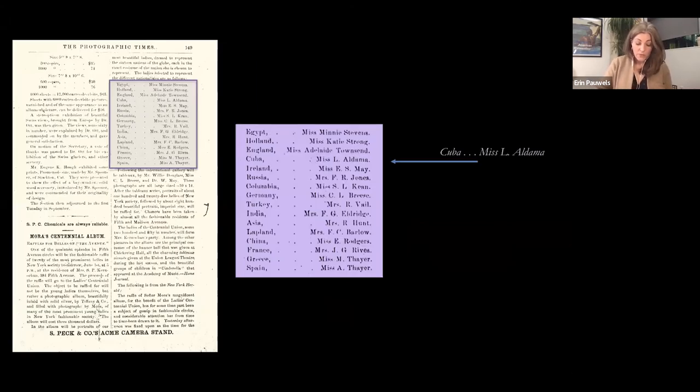Given these peculiar politics of representation and omission, it is significant that Cuba was prominently included among the 16 nations in Mora's album. In fact, the list the photographer provided to newspapers ranked Cuba 4th among the nations of the world, well before Spain, which he ranked last. More significant still is that the young woman who portrayed Cuba in Mora's photograph was Leonor de Aldama, the youngest daughter of Miguel de Aldama, leader of the US-based Cuban separatist movement to which Mora's family belonged.